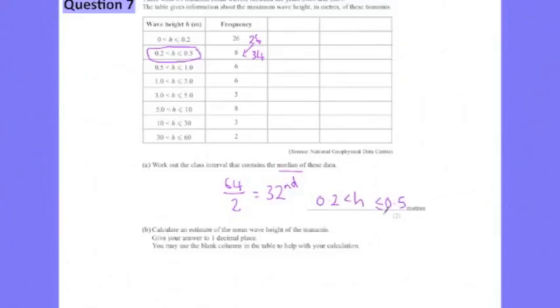We're then asked to calculate an estimate of the mean wave height of the tsunamis, giving your answer correct to 1 decimal place, and you can use the blank columns to help. So here we have grouped data, so we must find the midpoint. Our midpoints are 0.1, 0.25, 0.75, 2, 4, 7.5, 20 and 45.